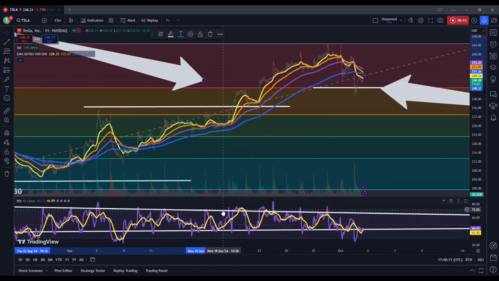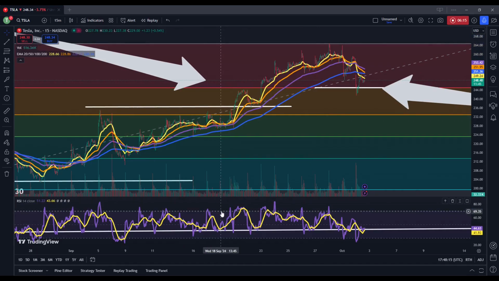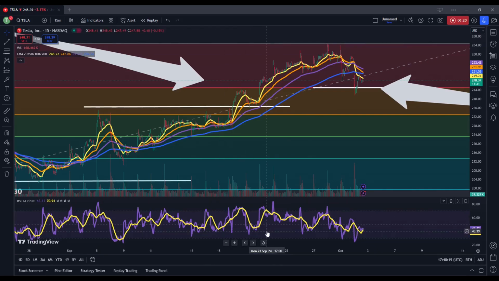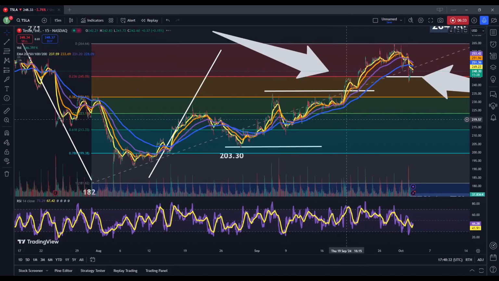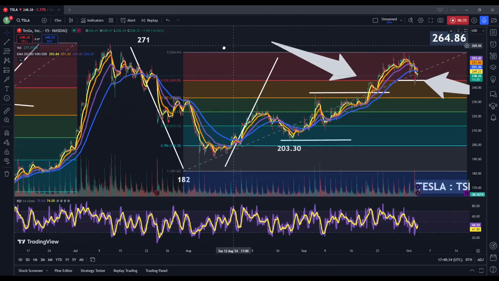We have seen a fair amount of two-way activity that has occurred in that region. So, as long as share prices are able to maintain a foothold above that area, I do think that the overall high at 271 does remain in focus. It's going to be hard to ignore this robotaxi event on the 10th. We're probably going to see some choppy price action here into that event.